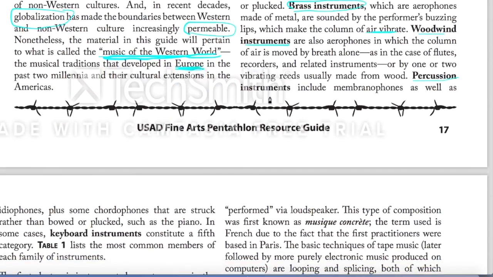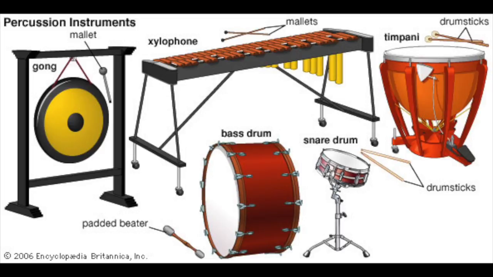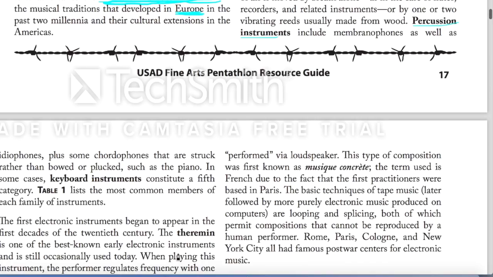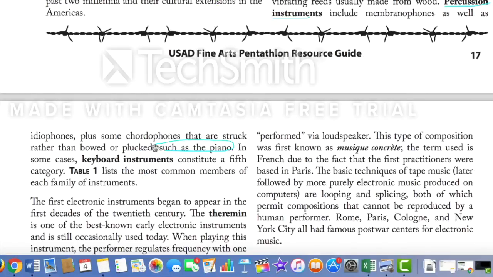Percussion instruments are like those drums and things like that, plus some chordophones that are struck rather than bowed or plucked, such as the piano. Interesting. So the piano is considered a chordophone, okay, and you strike it instead of bowing or plucking it, because if you look at the back of the piano, there are some strings, but you don't pluck the strings themselves. You actually push the wooden keys on the piano keyboard. And in some cases, keyboard instruments can constitute a 5th category as well.